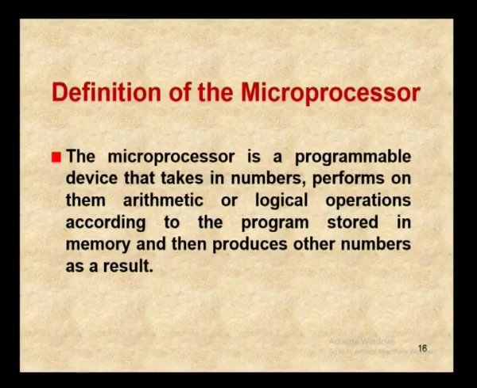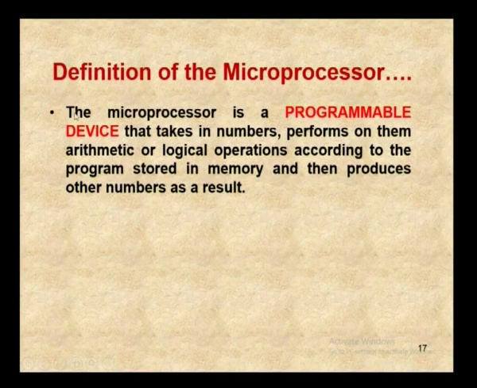These programs are stored in the memory location. The microprocessor takes the program that is stored in the memory location and performs whatever operation you want the processor to do. So, let us now study the definition in more detail. We have seen the formal definition on the previous slide, and I am repeating the same thing. Now, let us see the definition word by word.